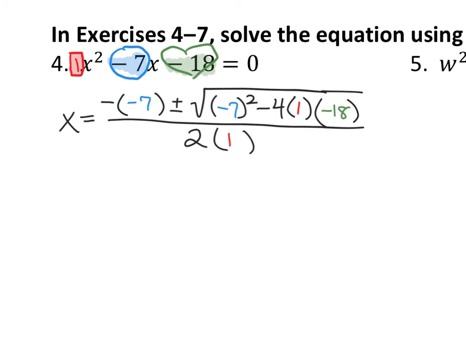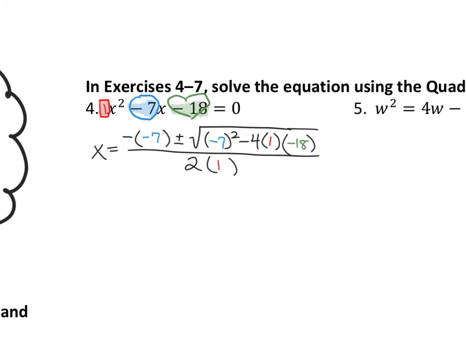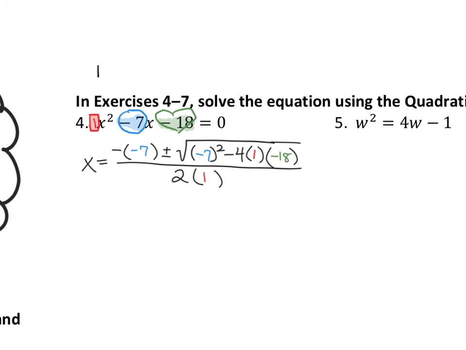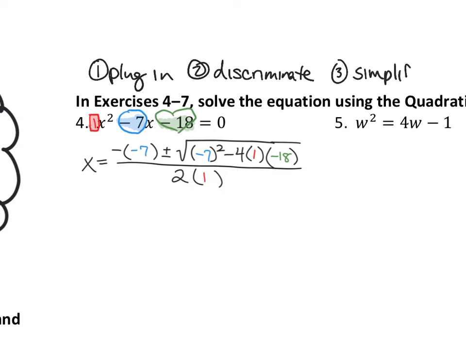Which part do we simplify first? The discriminant. So everybody right now in your calculators, don't put anything other than -7 squared minus 4 times 1 times -18. Just the discriminant. That's all we're doing first. You want to write that down for yourself. So 1 is plug everything in. 2 is the discriminant. When we throw that discriminant into our calculator, what do we get out?